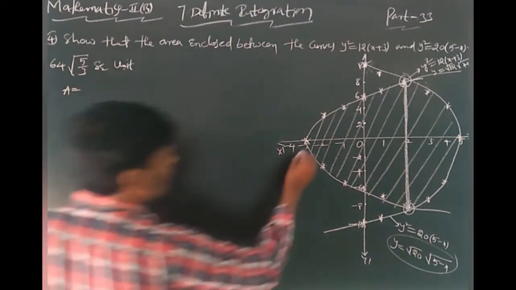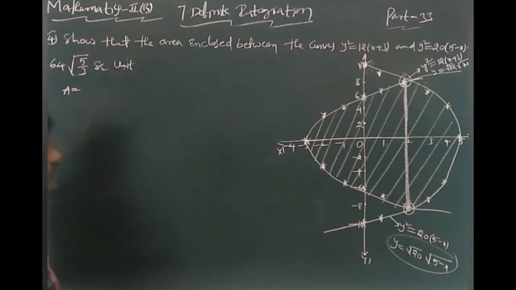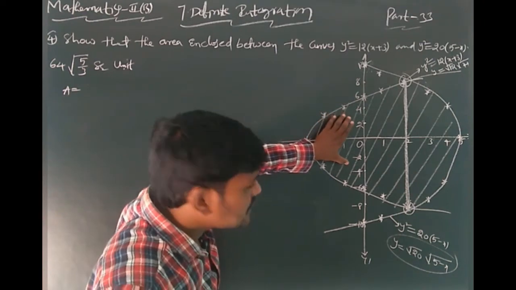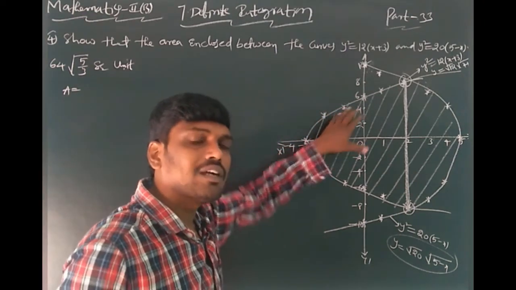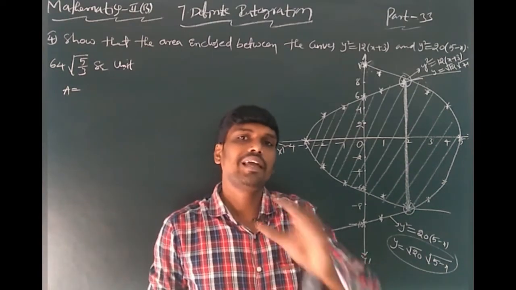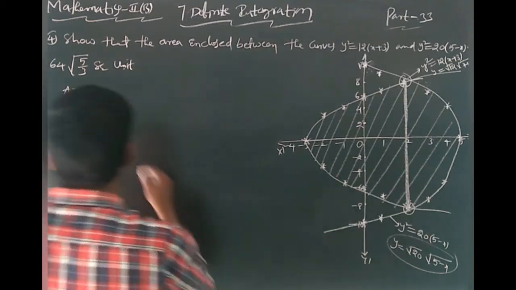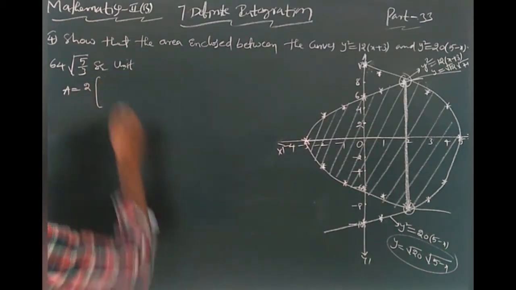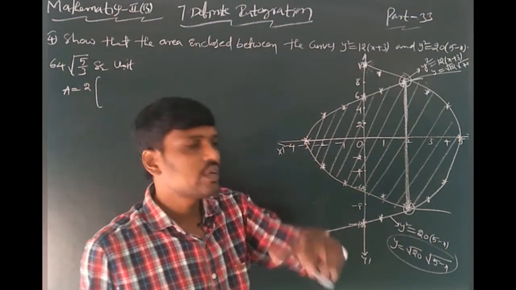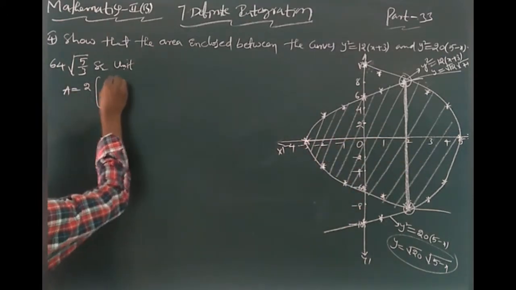Area equal to integral minus 3 to 2. Here, once again explain, which curves are these? Symmetric curves. What is the meaning of symmetric curves? Two curves having the same area in positive and negative directions. So you can write 2 into symmetrical, nothing but 2 into integral minus 3 to 2.